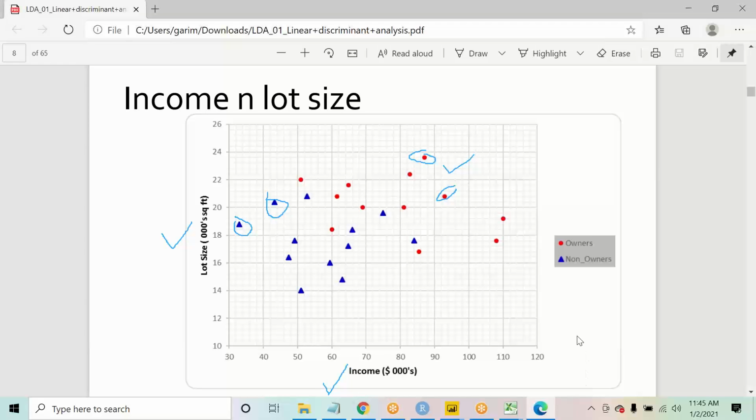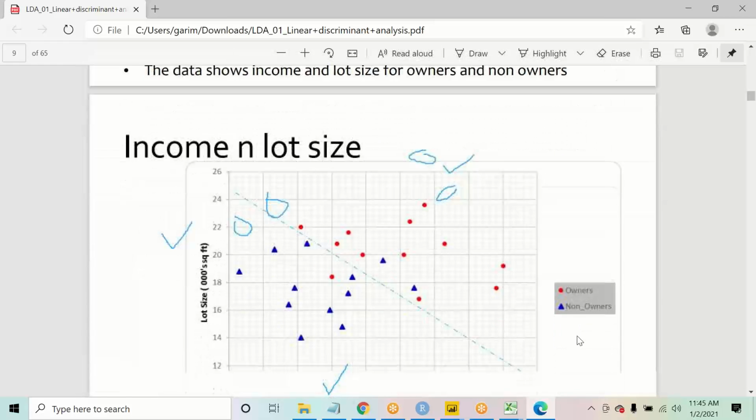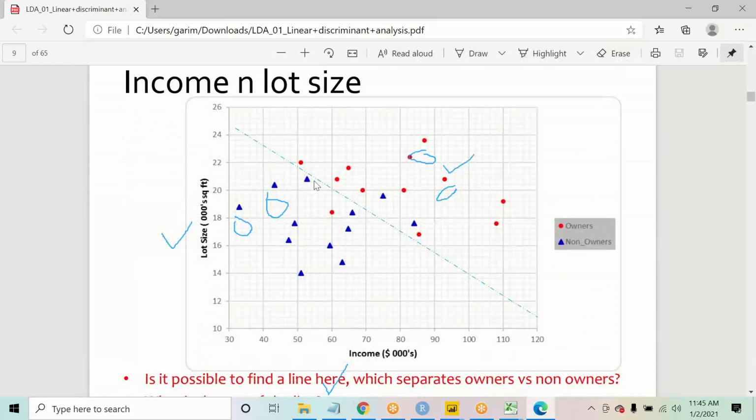So what we do now is, this is the chart. If I try to create a straight line which passes through the center of this data, I can say anything lying above the line is an owner, and anything lying below the line is a non-owner. Can I say that? I'm just creating a threshold line from this data set, from which I can tell whether a person is an owner or a non-owner.